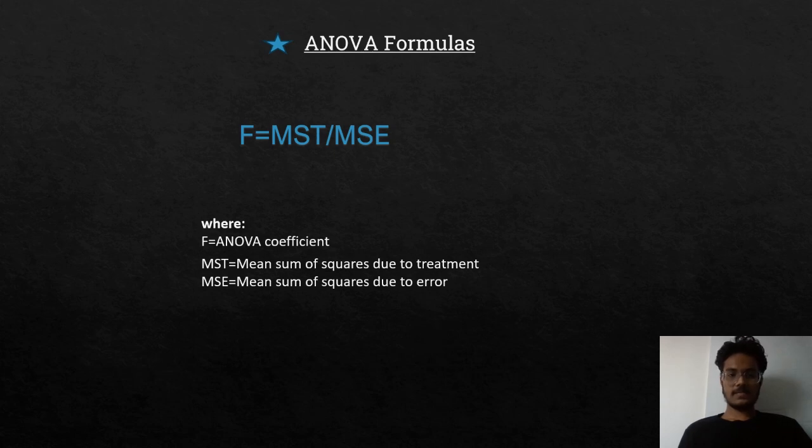Next I will explain the ANOVA formulas, which are very important to calculate F. Here the ANOVA coefficient is represented as F. F is equal to MST divided by MSE. MST is the mean sum of squares due to treatment, and MSE is the mean sum of squares due to error. F represents the ANOVA coefficient.